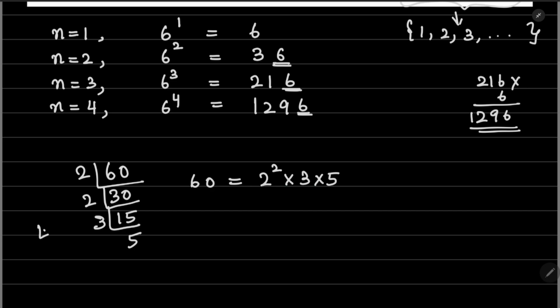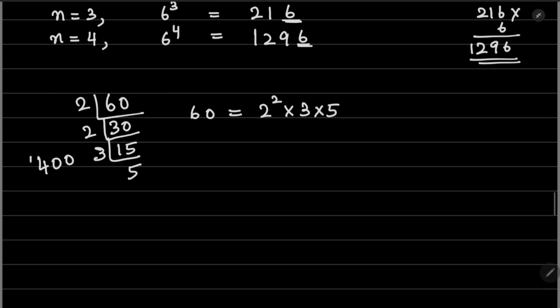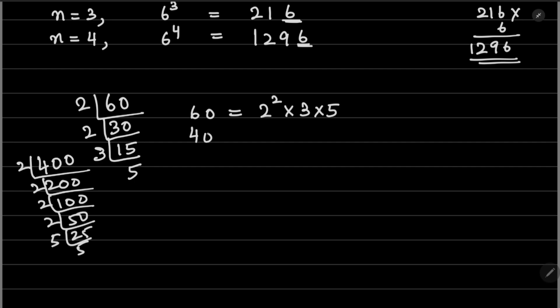Or if you take 400 and do the prime factorization: 200, then 2, 50, 2, 25, and then 5 and 5. So for 400, the prime factorization of a number ending with 0 will be 2 to the power 4 multiplied by 5 square. So what is the common thing that you observe here? For any number which ends with 0, the prime factorization will have both 2 as well as 5. It will definitely have 2 and 5.